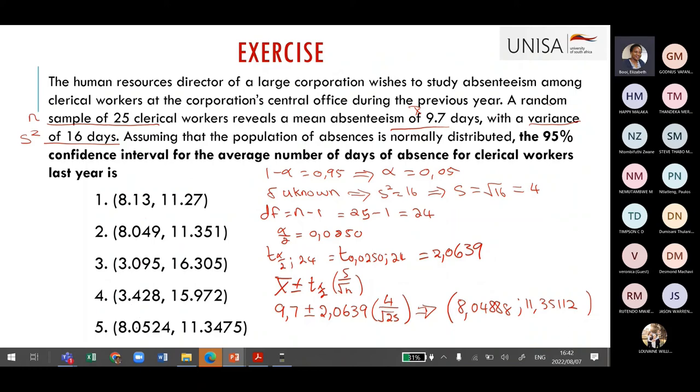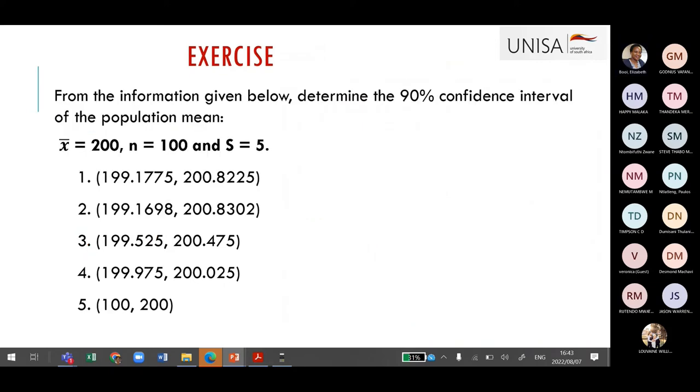If I leave it at three decimals, let's start there, because for four decimals it doesn't work, it's not the answer. We can leave it at three decimals, 8.049 and 11.351. Option two. There we go. Option two. So on your own, you can go through this one, because I want to do the last two bits of the work in the next 20 minutes or less.